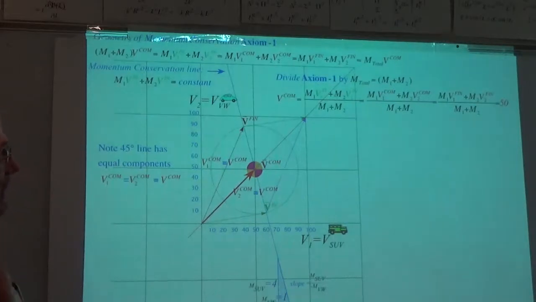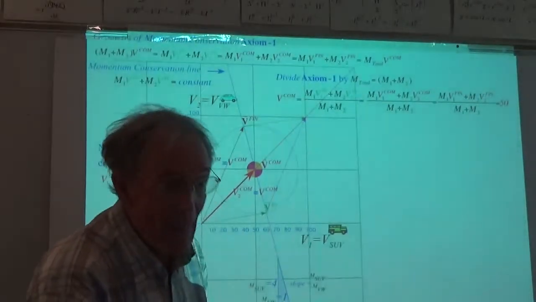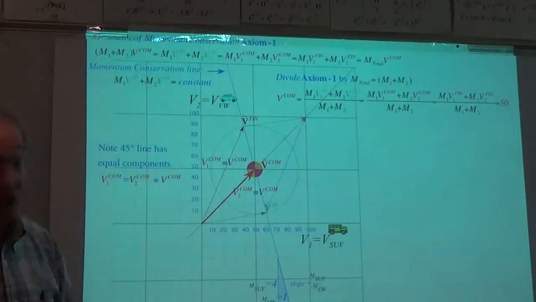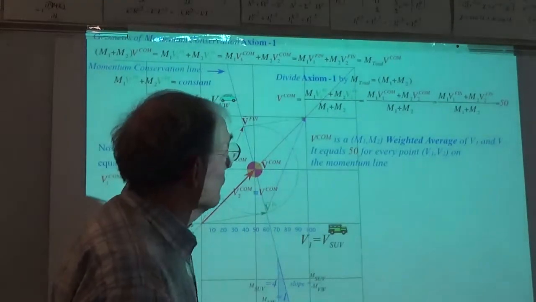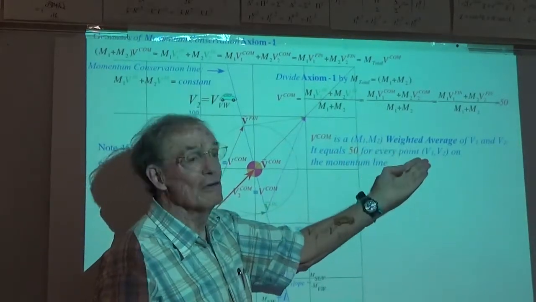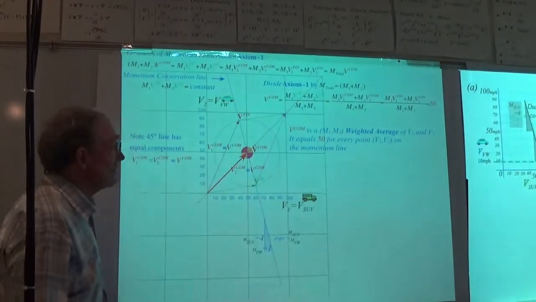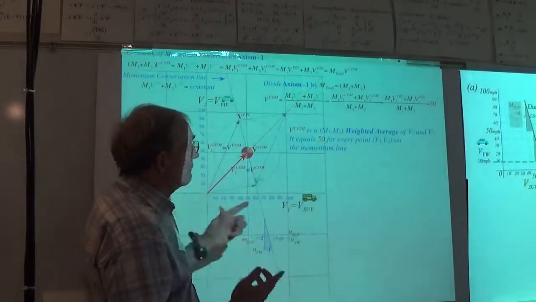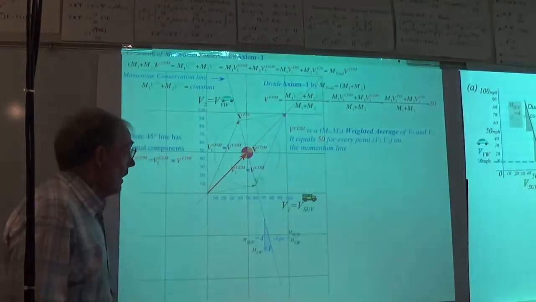So we're just dividing axiom 1 by the total mass. Does that make sense? Okay. Makes geometrical sense, but also makes algebraic sense. And that's what we're going to try to set up in some algebra here. So this VCOM is literally an M1, M2 weighted average, where the weights of these two objects multiply their respective velocities, and it's 50 for every point on the momentum line.